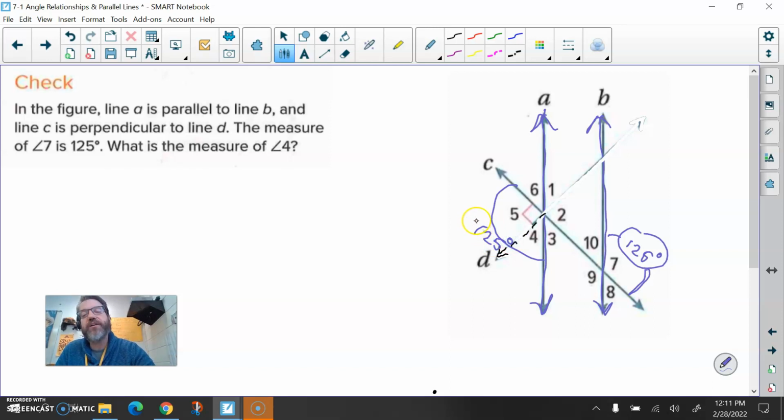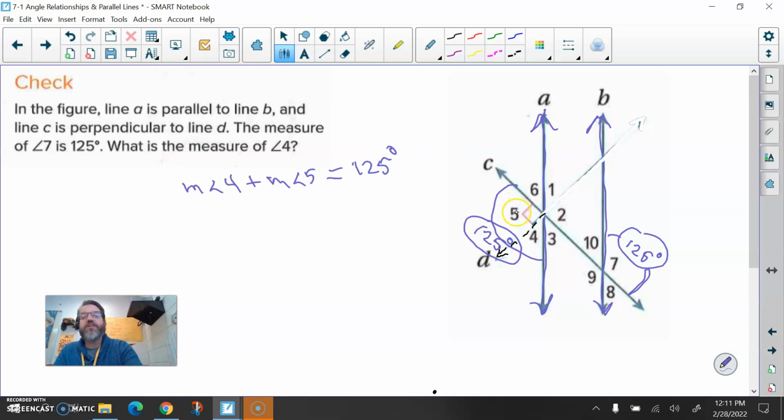Well, Mr. Wyatt, how do you know that? How do you know that's 125 degrees? Well, if you look at line C as being your transversal, this angle, angle 7, and this angle here, which is 4 and 5 combined, are alternate exterior angles. So I know the measurement of angle 4 plus the measurement of angle 5 have to equal 125 degrees.